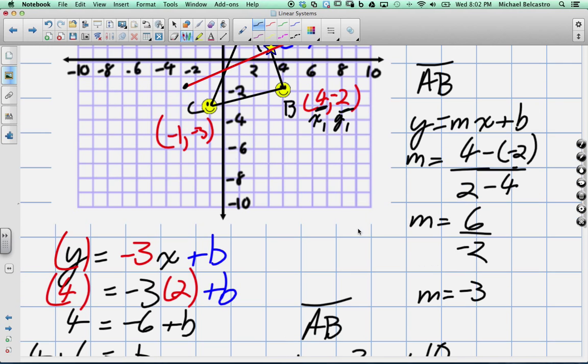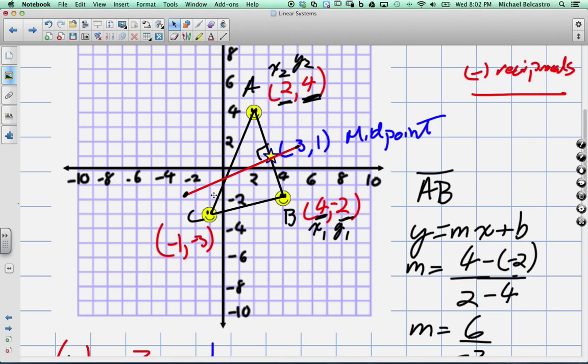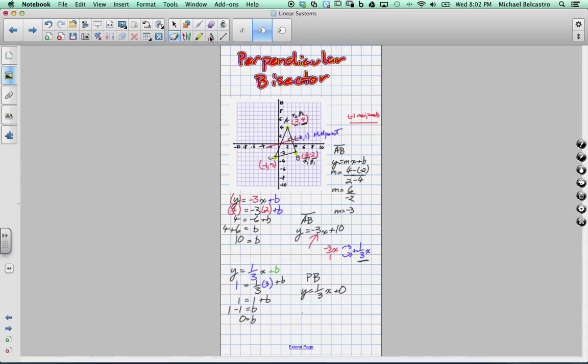So in other words, I'm going to modify my line just a little. It should look more like this. Our y-intercept is at 0. And that does look way better than we had it before. Does that make sense for a perpendicular bisector? Okay, good.